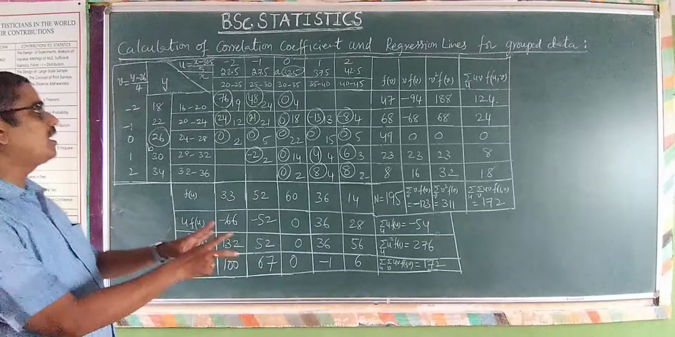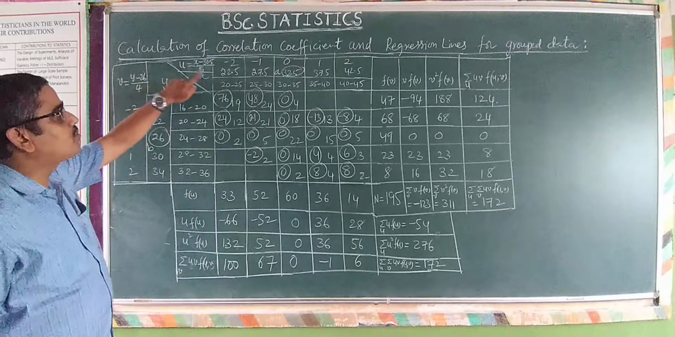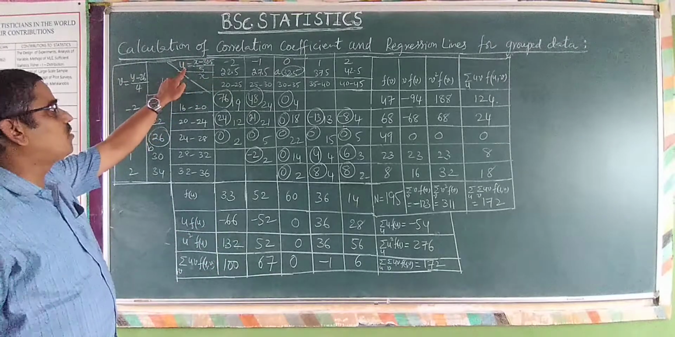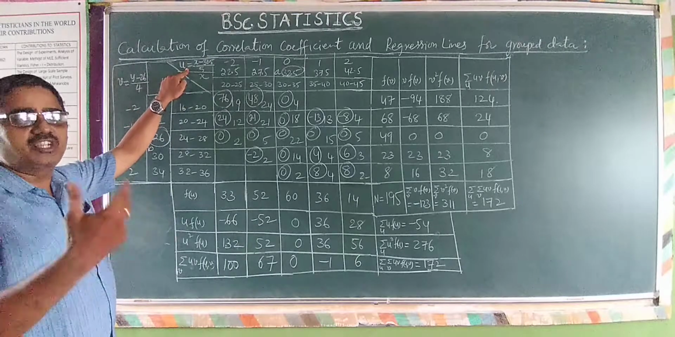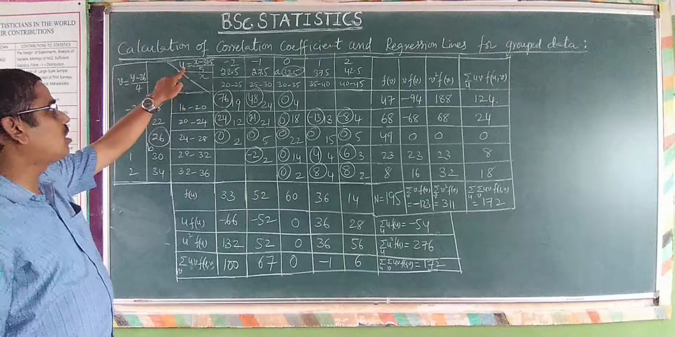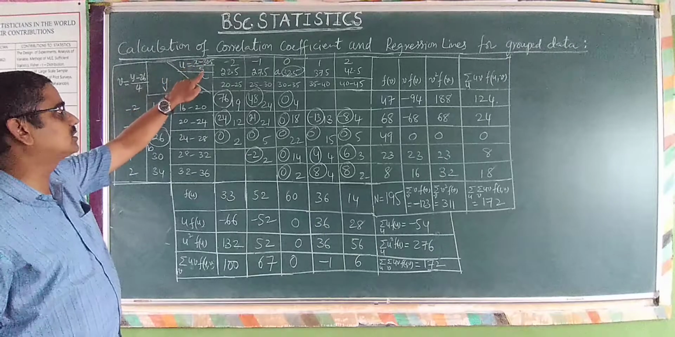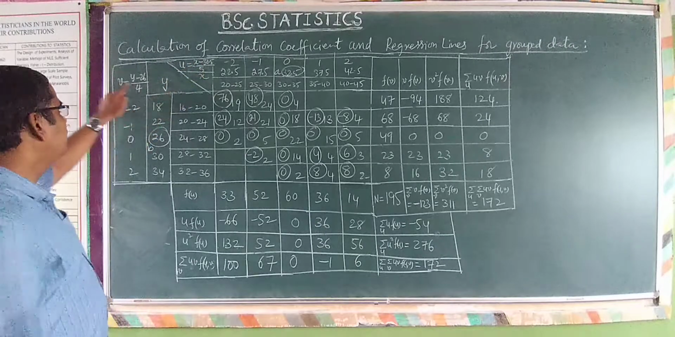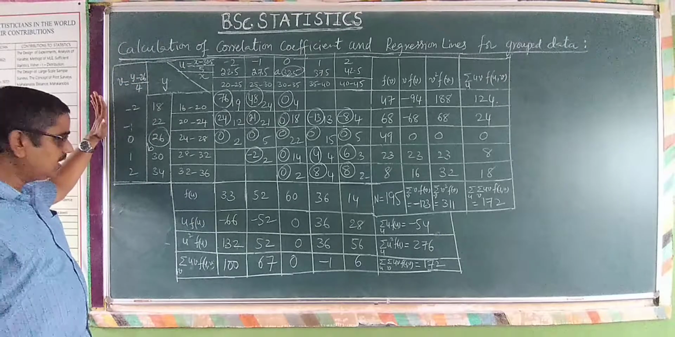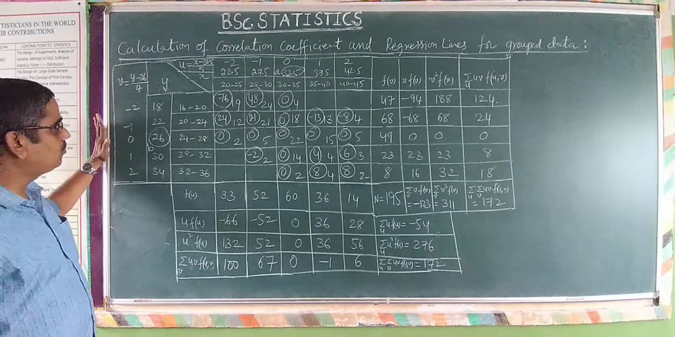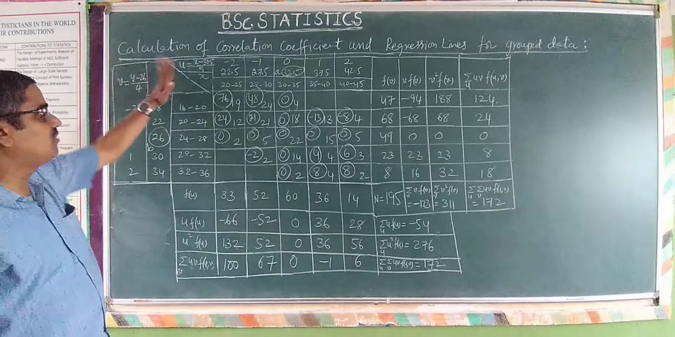Again, as I explained, you have to consider the midpoints x. If you calculate by the deviation method, that is shifting the origin and scale, then you have to consider u equal to (x minus 32.5) divided by 5 and v equal to (y minus 26) divided by 4, etc. Then you calculate respectively by taking the values of u and v.